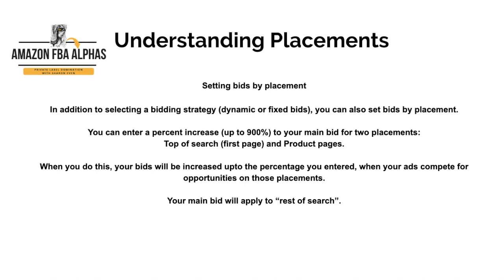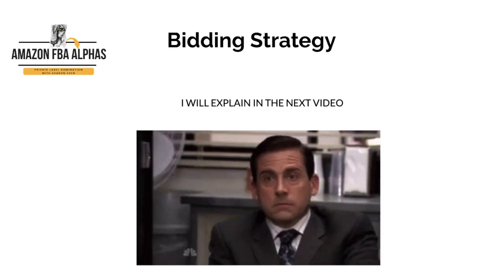When you do this, your bids are increased up to the percentage that you've entered when your ads compete for opportunities on those placements. So what that actually means is, let's say you've gone for fixed bid or dynamic bid down only, and then you've put $1 for a specific keyword, and then in the top of search placements, you put in 100%. You're telling Amazon that you're willing to pay up to 100%, which is another $1, so $2, in order to be at the top placement, which we just spoke about.